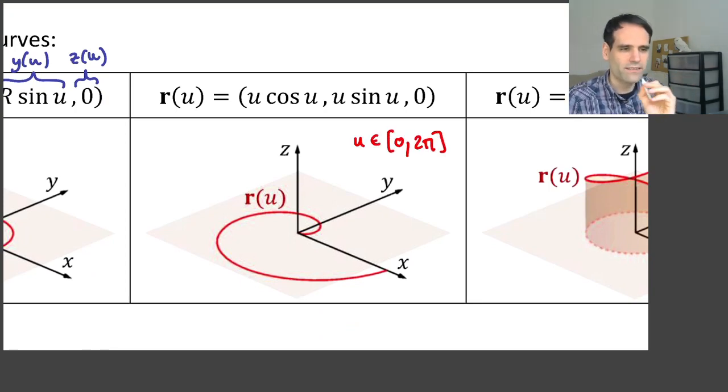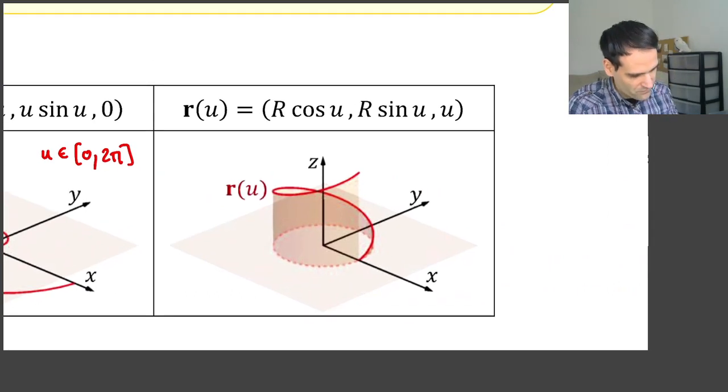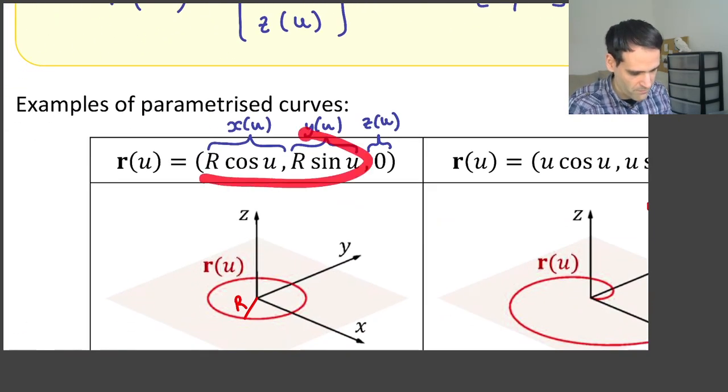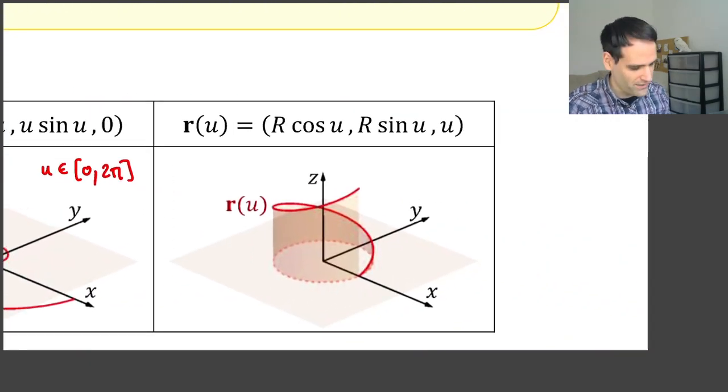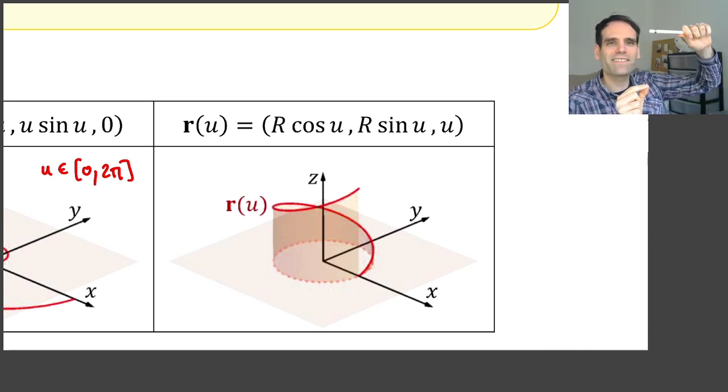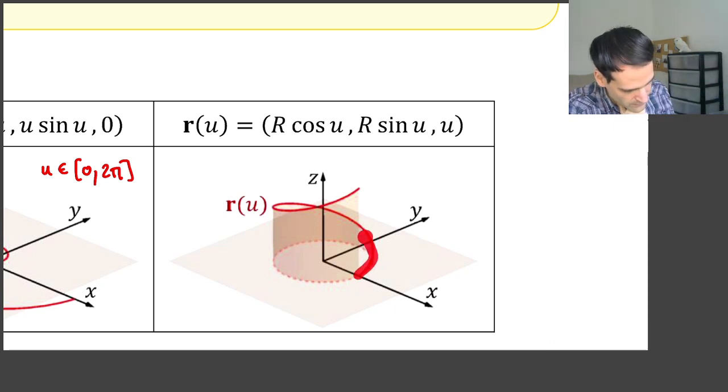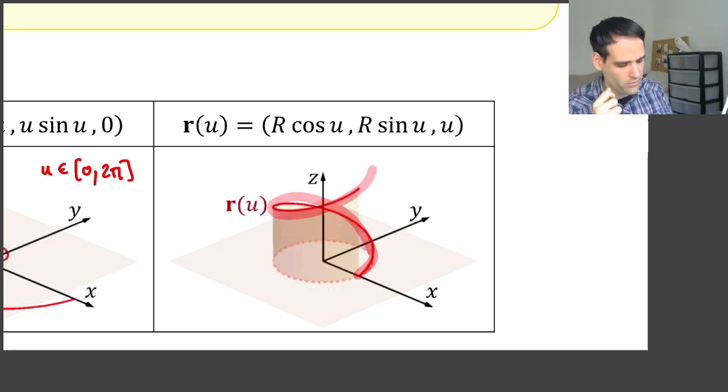That's why we only get one single turn around the z-axis. And finally, consider this example in which the x and y functions are the same as they were for the circle. But now the function for z, instead of being 0, is equal to u, which means that as we move around the circle in the xy plane, when we increase the angle, we are also moving in the z direction. And that's why this now forms this nice spring or upgrowing spiral.